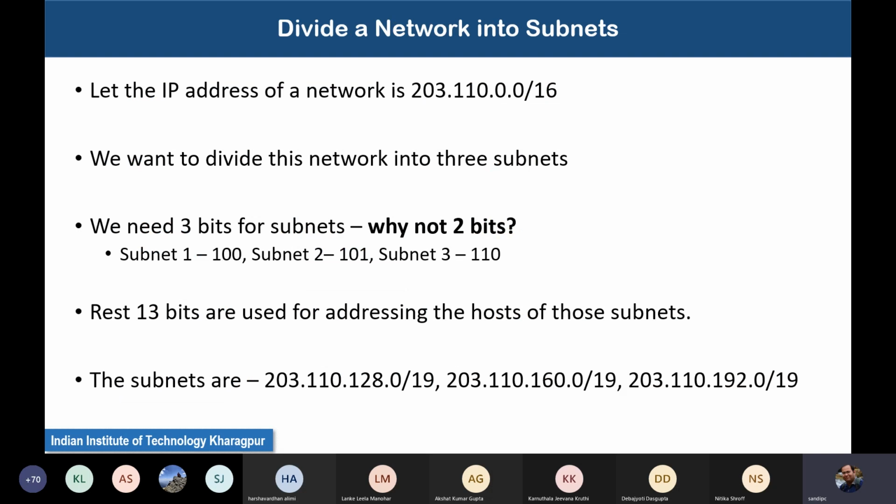Now let us see an example about how we can divide a network into subnets. These are actually the tasks that the network administrator has to do very regularly. And if you are going to take a network administrator job in any industry or anywhere else, you need to do these things very frequently. Say I want to divide a network into subnets. Let me tell you one example about dividing this network into subnets.